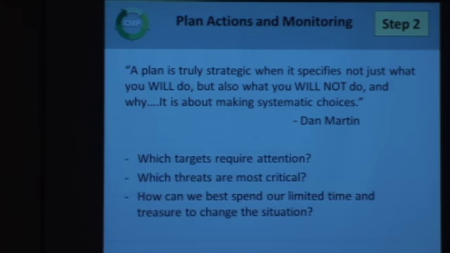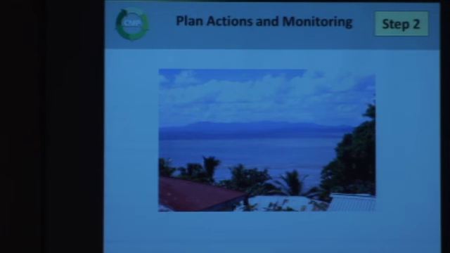So the open standards help us figure out which targets require the most attention, which threats are most critical, and how do we spend our limited time and treasure to change the situation. The next step is then to treat your actions as hypotheses, just the way Holling talked about it. So in this case, maybe this community had an idea: let's revive an old traditional way of managing marine resources by setting up seasonal closures or temporary closures to marine resource harvesting. If you say that, there is an assumption or a hypothesis behind that action that you can actually diagram out what the theory of change might be.